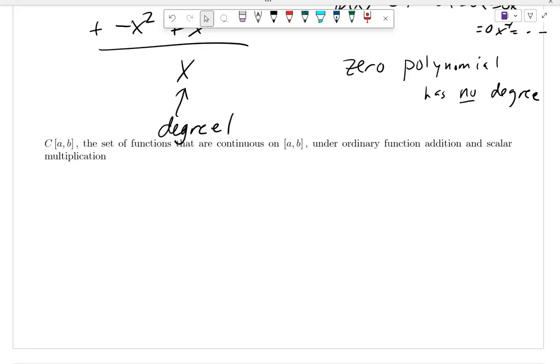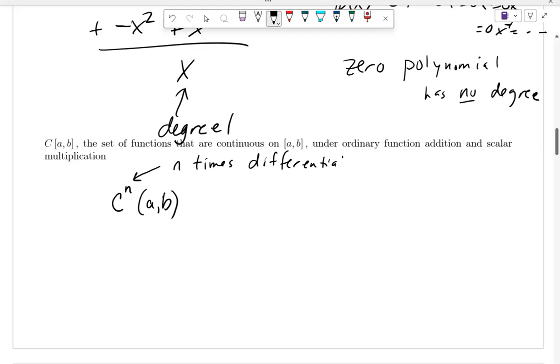Just as another notation here to go along with this, if you put a number here that looks like an exponent, usually this will be an open interval then. If you put a number there that looks like an exponent, this is talking about functions that are n times differentiable on the interval from A to B. And then if you put an infinity sign up there, that means infinitely differentiable.